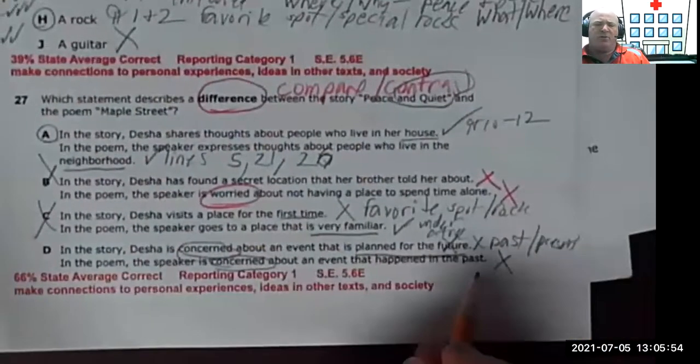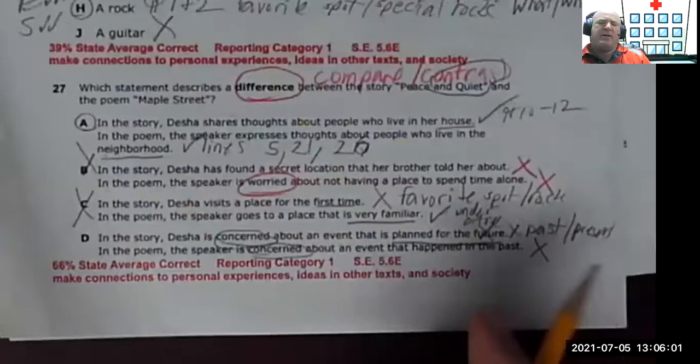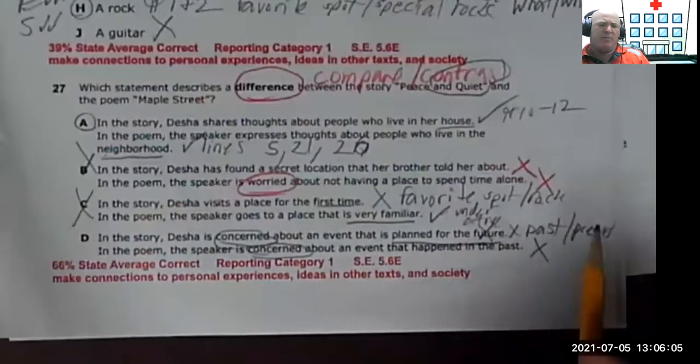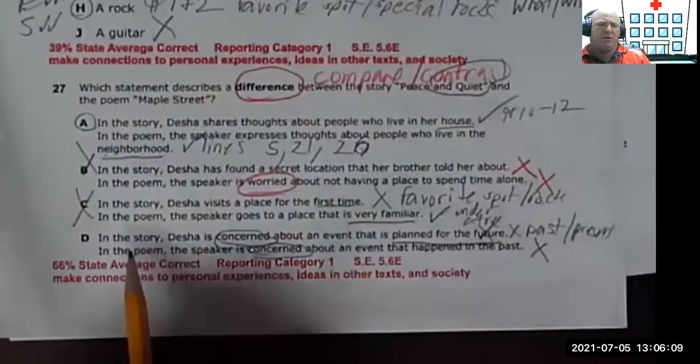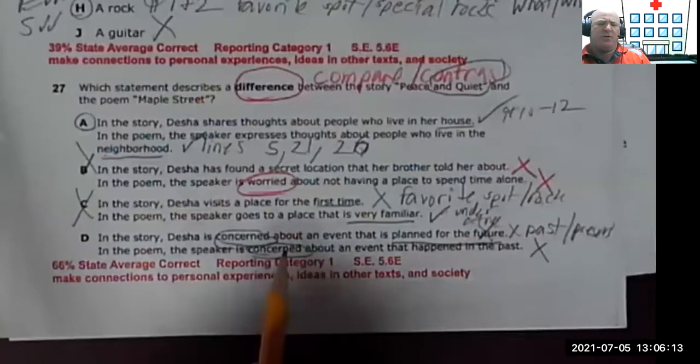And so you're going to have to talk about the difference between past, present, and future, because the only way this would have been true is if they would have said, concerned about some things that are happening right now while she's playing the song, or in her past relationships with her family members. In D, the poem, the speaker's concerned, negative, about an event that happened in the past. No, there's no concern.